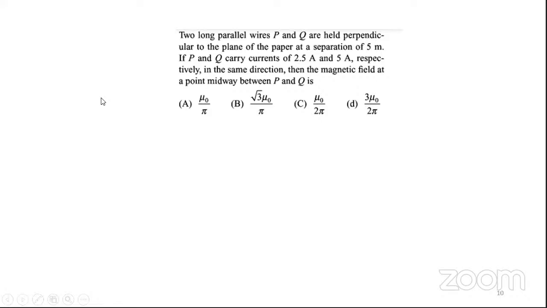Two long parallel wires P and Q are held perpendicular to the plane of the paper at a separation of 5 meters. P and Q carry currents 2.5 and 5 respectively in the same direction. Then the magnetic field at a point midway between P and Q is.